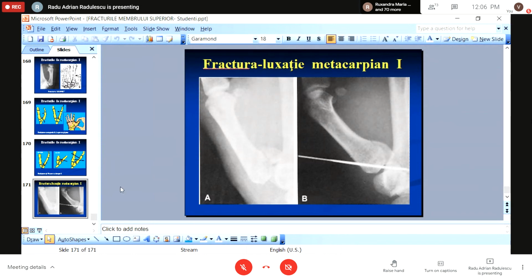Okay, we finished this one today. Tomorrow you will start the fractures of the lower limb with Dr. Badilla, and probably we'll see each other again on Friday for dislocations.